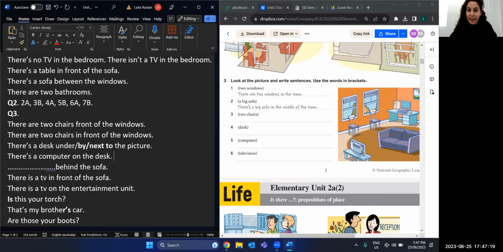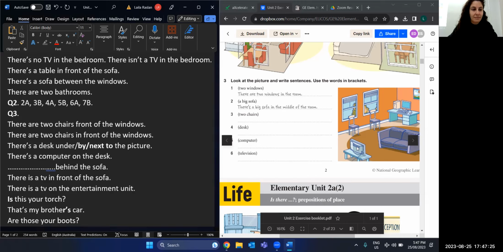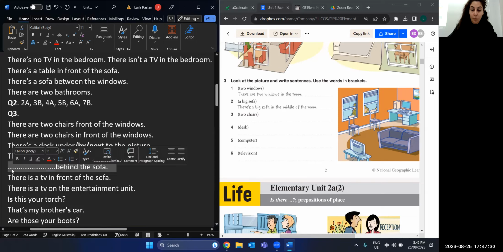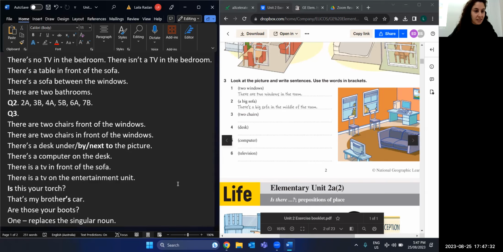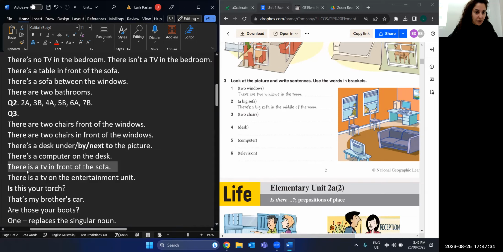And the television. In front of the sofa. Yep. Opposite. Same. In front of, opposite. So you could use both. So there is a TV in front of or opposite the sofa. Yeah. So remember, you can connect there is by saying there's, or you can separate them. There is. Doesn't matter.